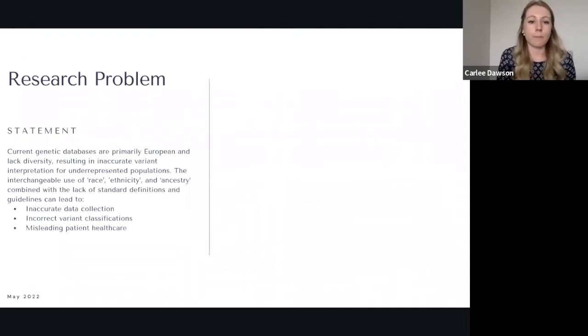So the problem that we have identified and that we're familiar with is that the current genetic databases lack diversity, which is resulting in disparities to underrepresented populations. And the interchangeable use of the three terms race, ethnicity, and ancestry have led to inaccurate data collection, incorrect variant classifications, as well as misleading patient care.